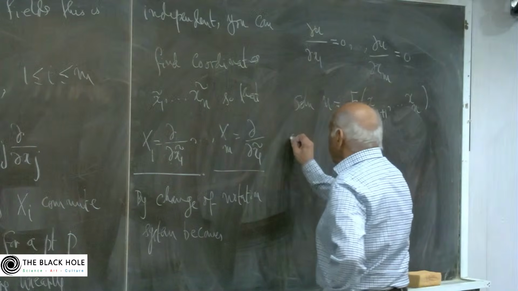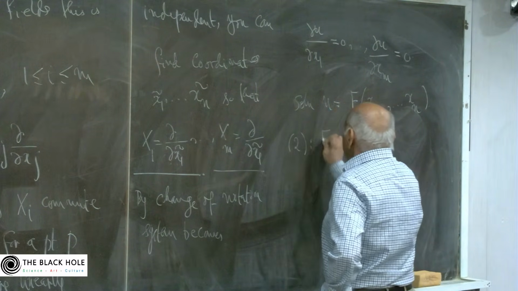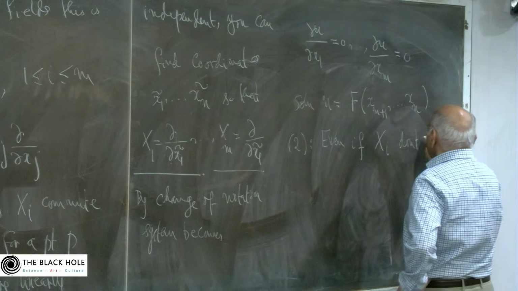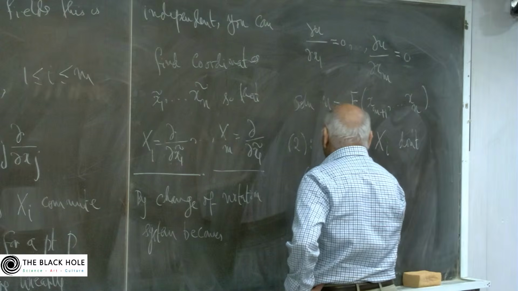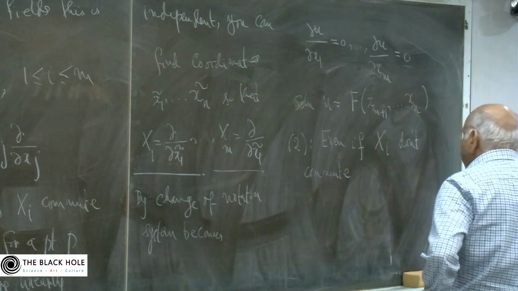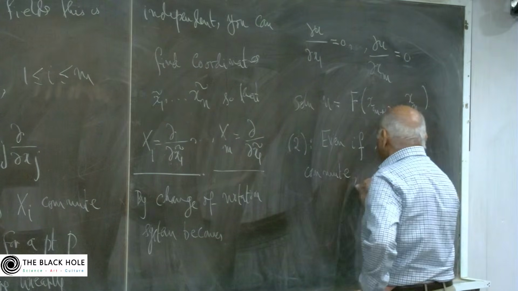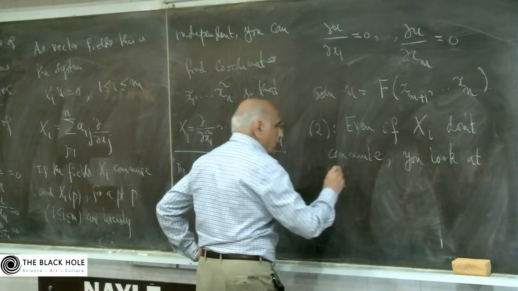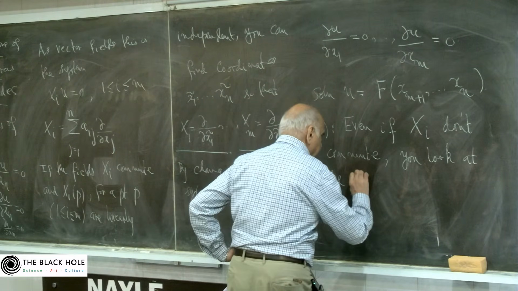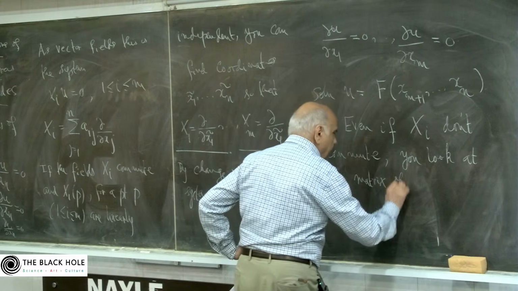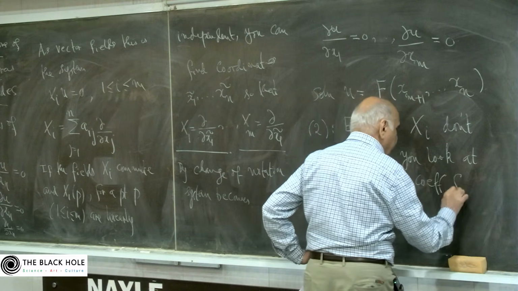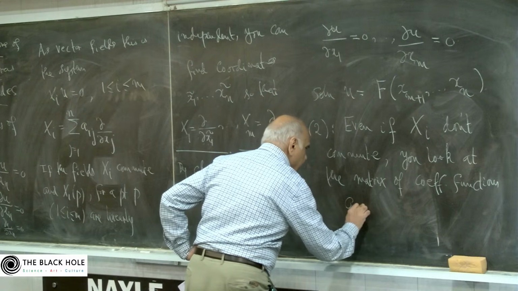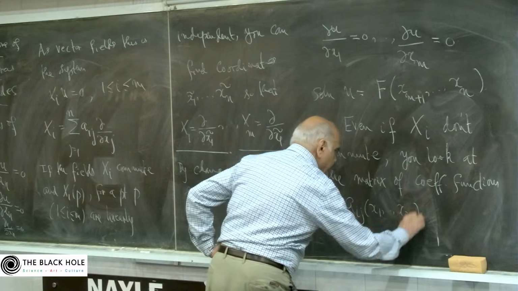Okay. And now the surprising, here is number 2. Even if the Xi's don't commute, you look at the matrix of coefficient functions aij of x1 up to xn. Okay.